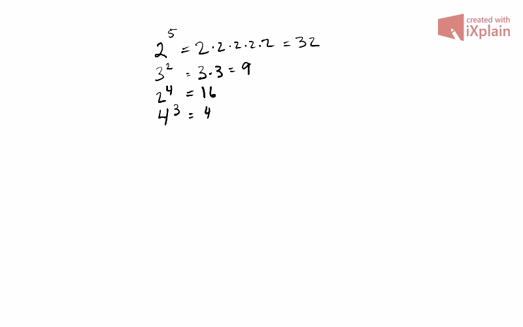But anyway, let's say I have 2 to the fifth power. Well, this is 2 times 2 times 2 times 2 times 2. And if you did it outright, you would find out that it's obviously equal to 32, right? Cool. Let's do 3 squared. Well, that's 3 times 3. That would be 9, right? Yeah. Very simple. 2 to the fourth power is 16. 4 to the cubic power? Well, that's 4 times 4 times 4, which equals 64.